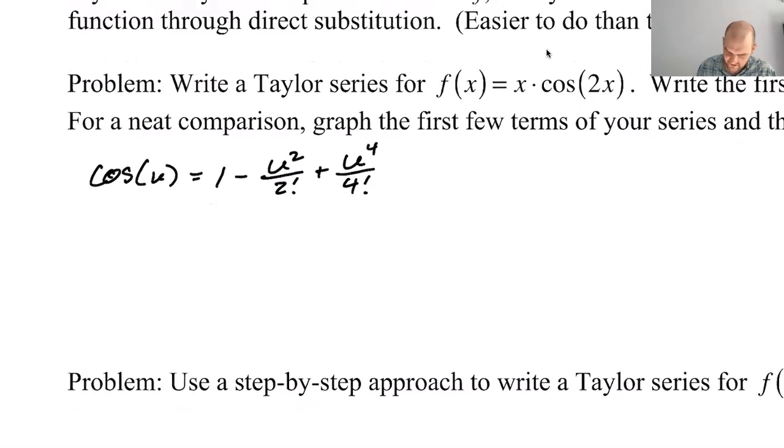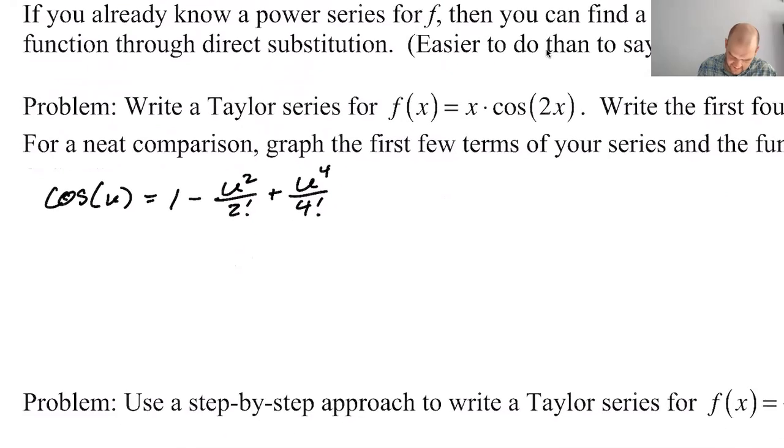Focus. Am I just not focused? Let's keep going. u to the 6th over 6 factorial. General term, -1 to the n, u to the 2n, quantity 2n factorial, plus dot dot dot.